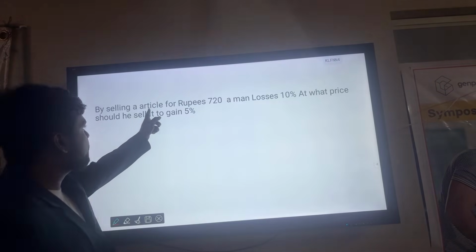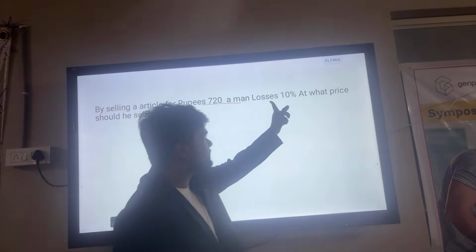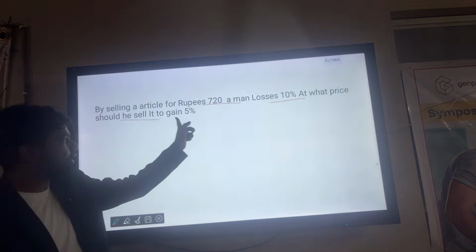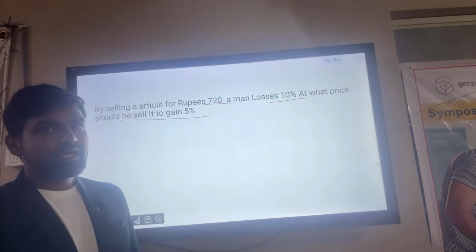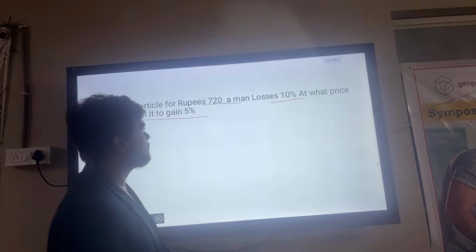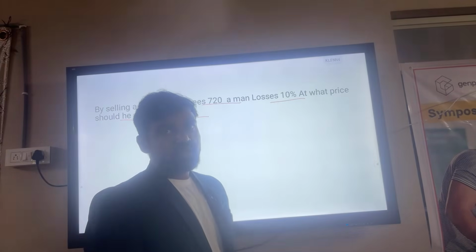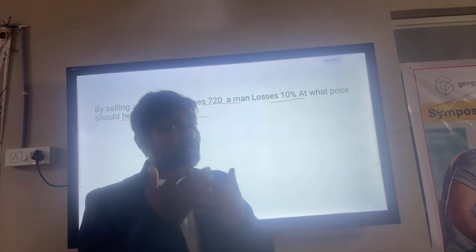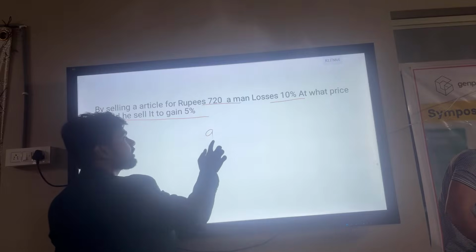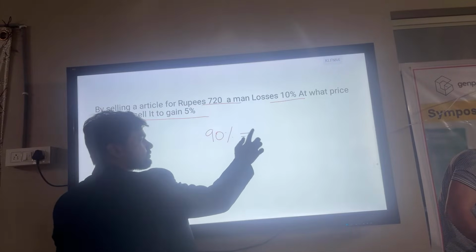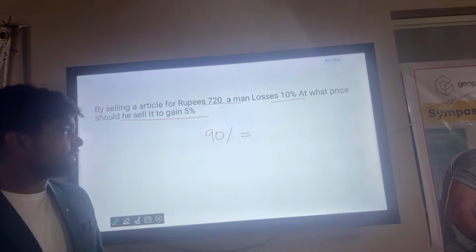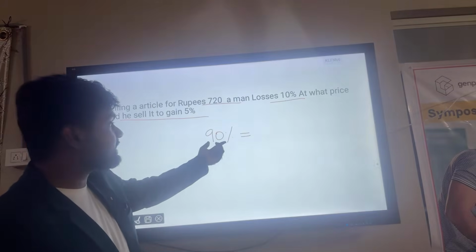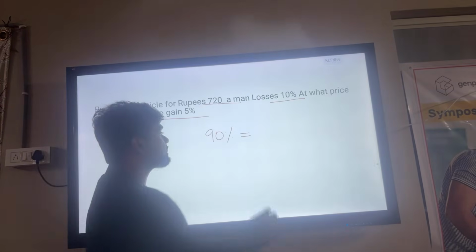By selling an article for 720, a man loses 10%. At what price should he sell to gain 5%? Gain means profit. First he sold at 10% loss. Cost price is always 100%. He is selling at 10% loss. So what is the selling percentage? 90%, because he is selling at 10% loss. 100 minus 10, nothing but 90%. When he is selling for 720, he is getting 90%.